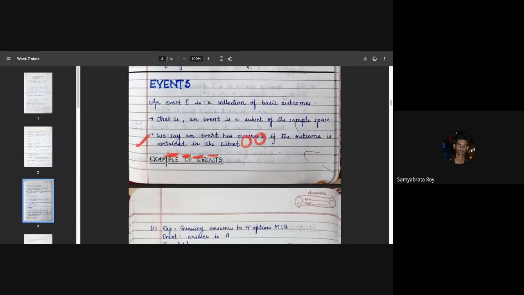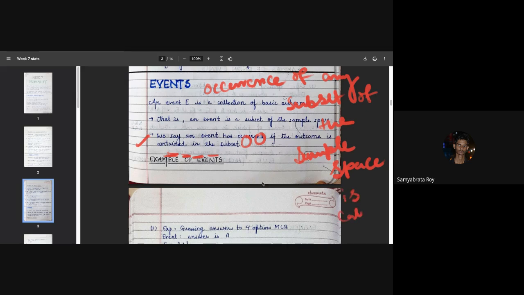Now, event. What is an event? If I try to give you the simplest definition, the occurrence of any subset of the sample space is called an event.